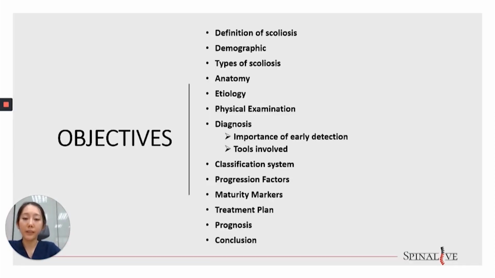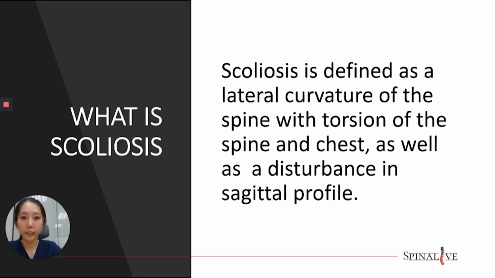These are the few things that I'm going to cover today, ranging from definition, demographic, type of scoliosis, how the anatomy looks like, etiology, physical examination, and so on. I'll pay more attention to the diagnosis component, the classification system, and the importance of progression factors in order to determine what would be the best treatment plan. And also I will touch certain parts of the prognosis and the conclusion.